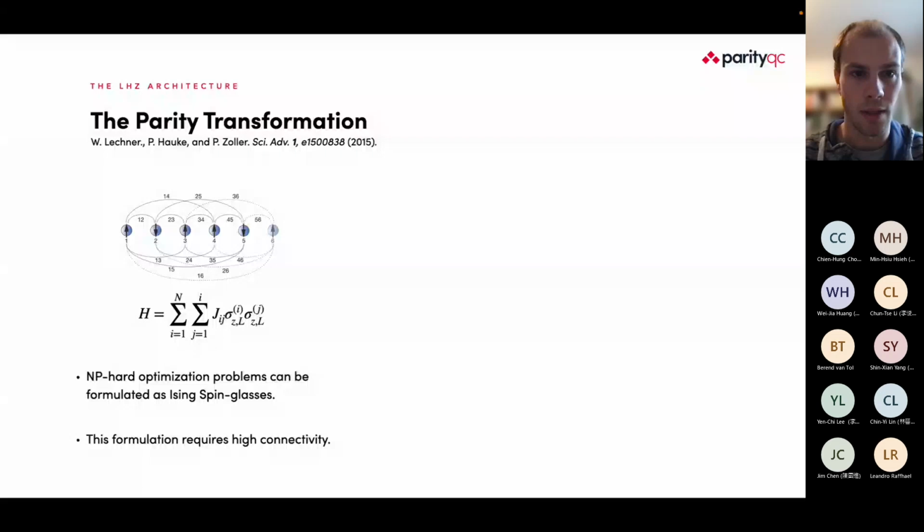Many NP-hard optimization problems can be formulated as Ising spin glasses, which have the Hamiltonian shown here, or at least a Hamiltonian of a similar form. And the problem with this Hamiltonian is that it requires a high qubit connectivity. So for example, if all these Jij coefficients are non-zero, you need a device with an all-to-all connectivity. And this is something that is very hard to tackle on state-of-the-art quantum computers, and that's what Wolfgang Lechner and others looked for a solution for.